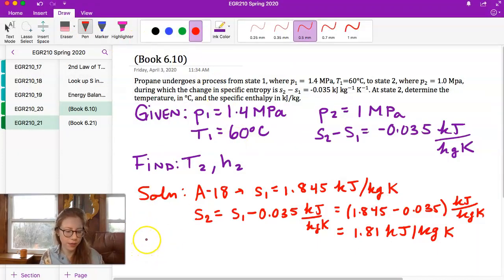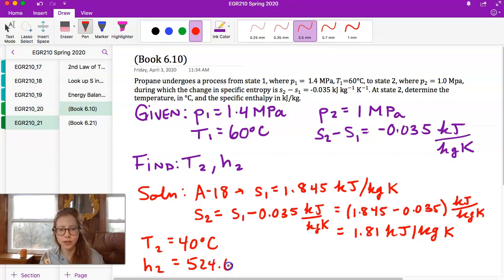So just looking it up in the tables for pressure of 1 megapascal, we have T2 is 40 degrees Celsius and H2 is 524.6 kilojoules per kilogram.